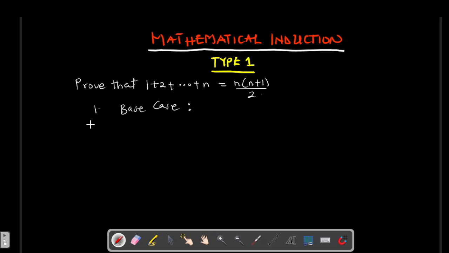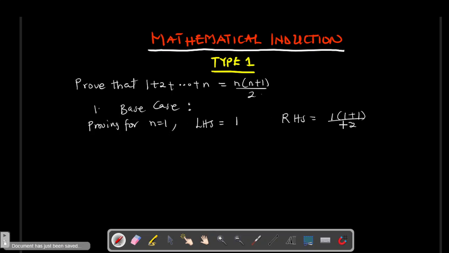So let's see. Proving for n is equal to 1, what do you have? On the left hand side, I'll have LHS equal to 1 because when n is 1, it's only the first term which you are talking about. The right hand side gives me 1 times 1 plus 1 all over 2. Why? Because n is 1. I'm looking at only one term when n is 1, okay? So this gives me 1 multiplying 2 all over 2, and this gives me 1. You can see the left hand side and the right hand side are equal. So I'll say that my base case is true.